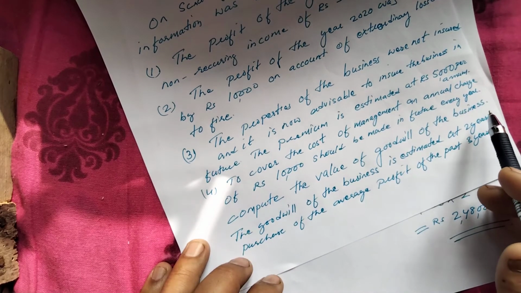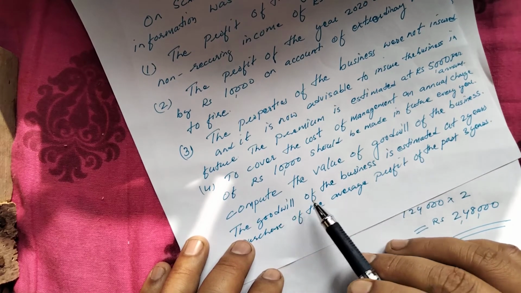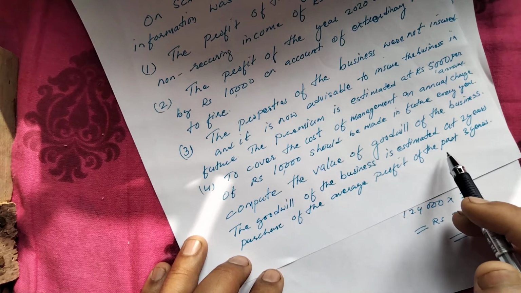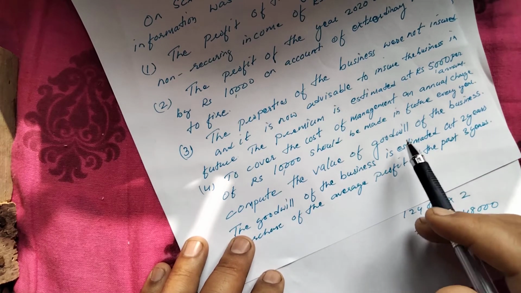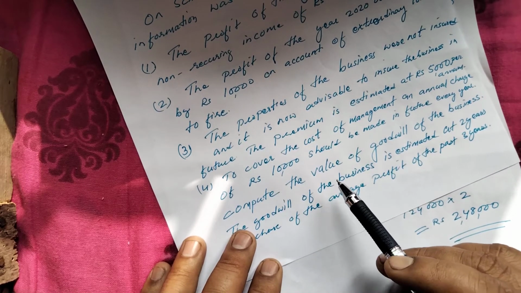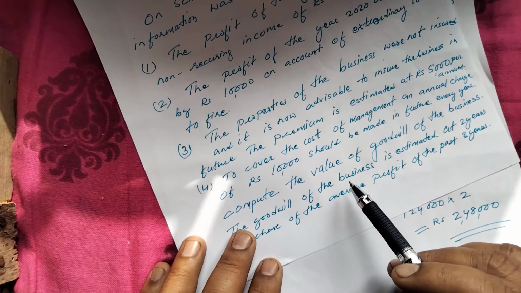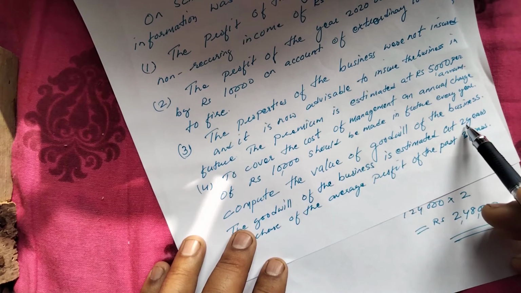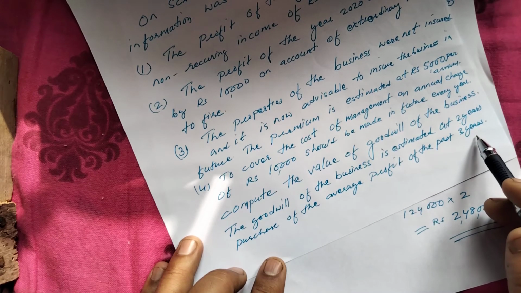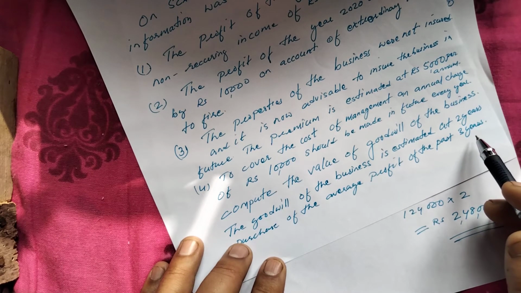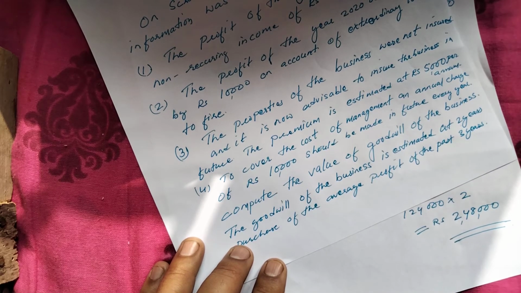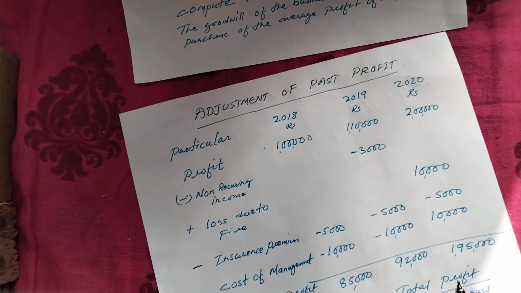Compute the value of goodwill of the business. The goodwill of the business is estimated at 2 years purchase of the average profit for the past 3 years. So you have to calculate the business for an estimated 2 years purchase. That means the business is expected to give the same kind of profit for 2 years only, as per the 3 years profit. Hope you understood this. Now according to this, we have to solve the question. Now let us solve it.